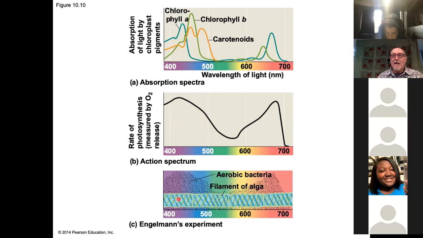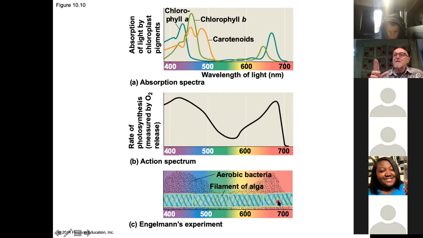And so what he did was he took an ordinary prism, which creates a rainbow, and microscopically he projected that rainbow, and he put a filament of alga in it. This is an alga called Spirogyra, which you will see when you do your biology labs. So Spirogyra is photosynthesizing, but the filament of alga is lying in different wavelengths of light. Okay, and then the clever trick was he put aerobic bacteria in.